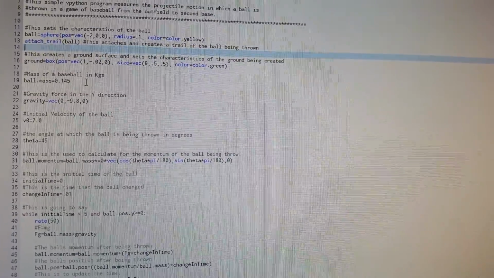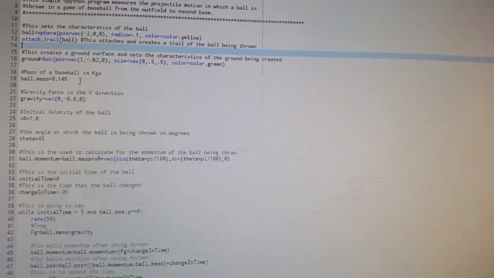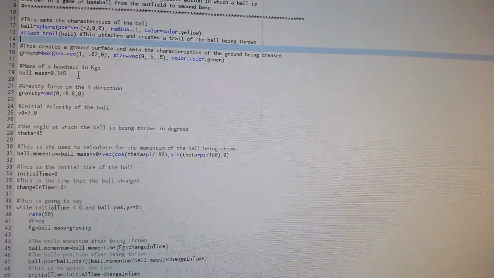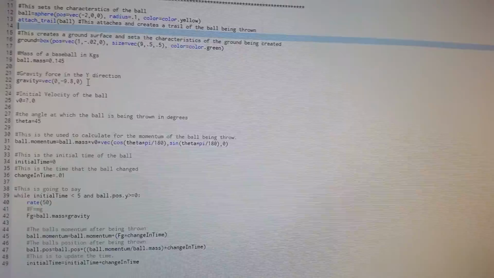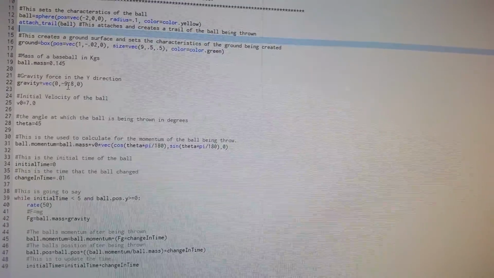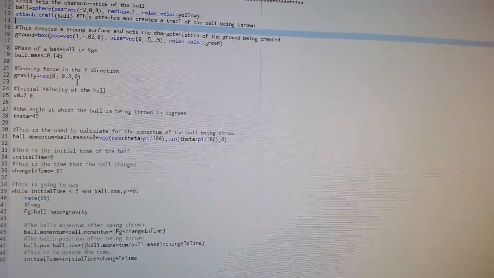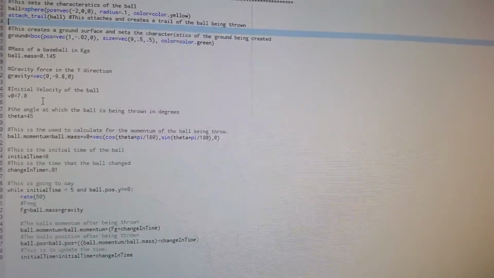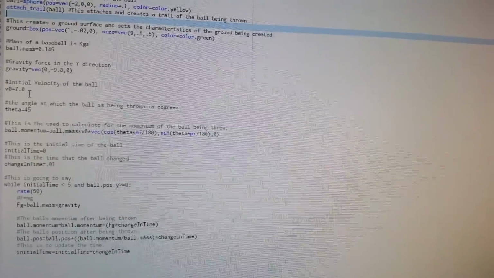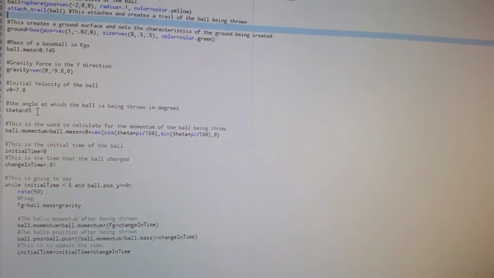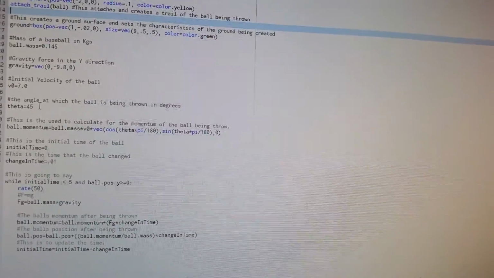Here I get the mass of a baseball, which is actually 0.145 kilograms. I have my gravity variable right here, -9.8 in the y direction, because gravity is only going up and down, or going down. And my initial velocity of the ball is 7.0, and the angle at which the ball is being thrown is 45 degrees.